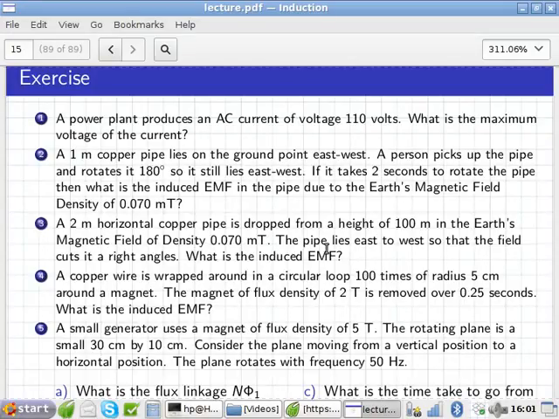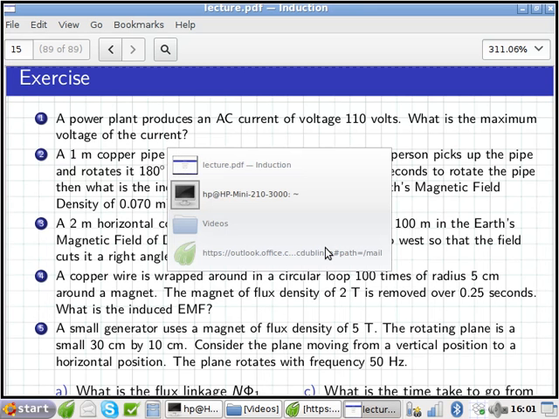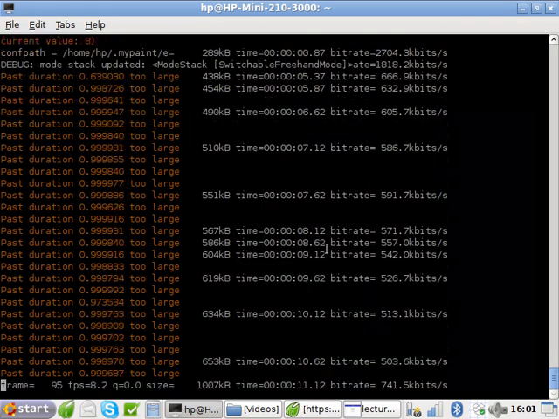A company produces 110 volts of AC. What's the maximum voltage here? So if you remember from the... where's my paint pad? It's not opened yet.